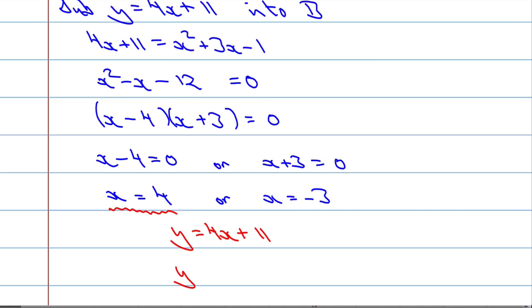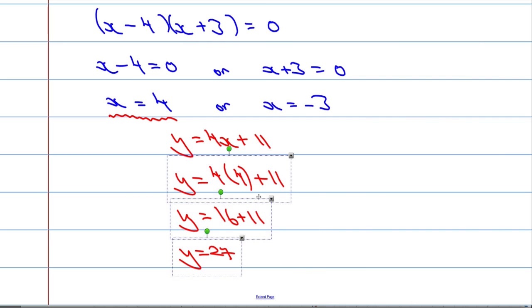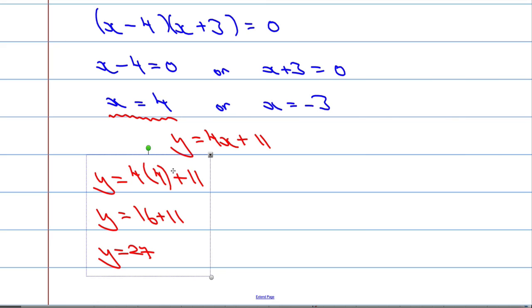We get y equals 4 times 4 plus 11. That means y equals 16 plus 11, which means y equals 27. Let's just move this over here. So when x is 4, y is 27.